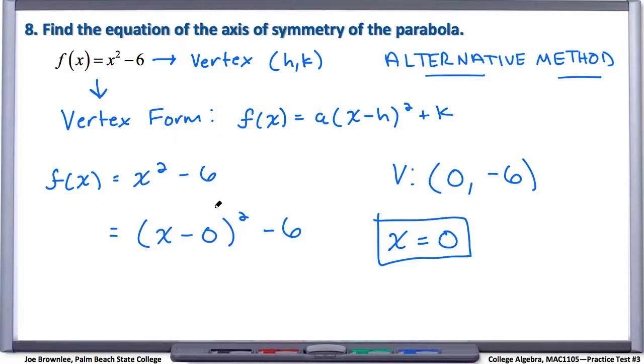So again, take a look at this, see if you like it. Some people don't, and you may prefer the first method that we used, and either way, you get the same answer. So that's kind of what's nice about math. Lots of different ways to get to the same answer. All right, so there's number 8. Let's take a look at number 9.